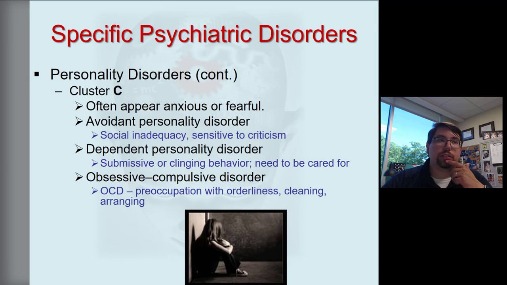When we deal with cluster C, this often appears anxious or fearful. They're going to be avoidant personality disorders, where they don't want to be around things. They're very sensitive to criticism. They feel like they're socially inadequate. Dependent personality disorder, they're very submissive or cling to certain behaviors. They need to be cared for regularly. And then obsessive compulsive disorder. I prefer to call it CEO because that's alphabetically correct. But OCD is also the preoccupation with orderliness, cleanliness, or arranging things.